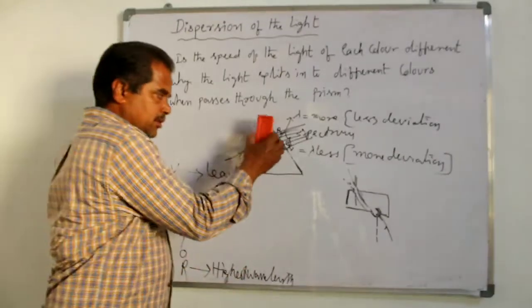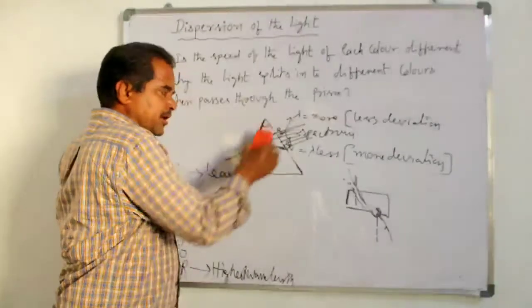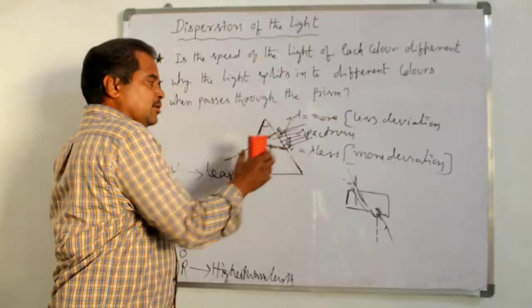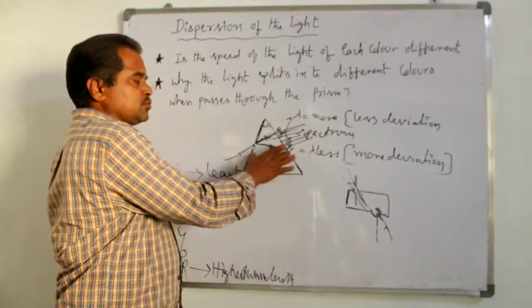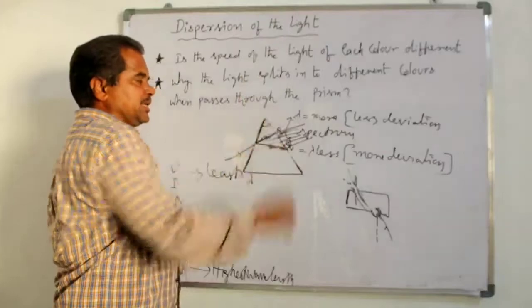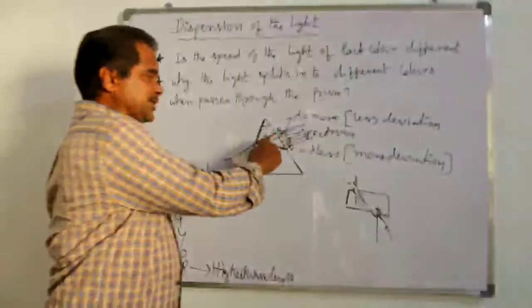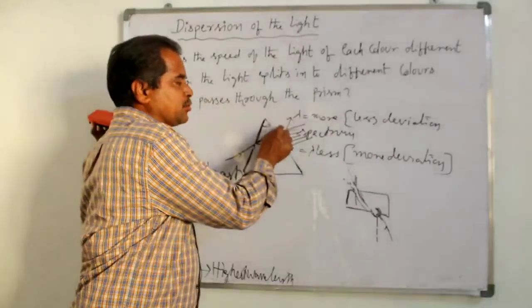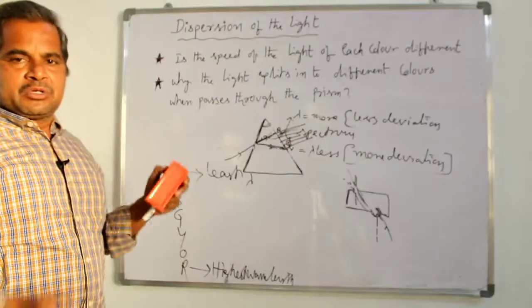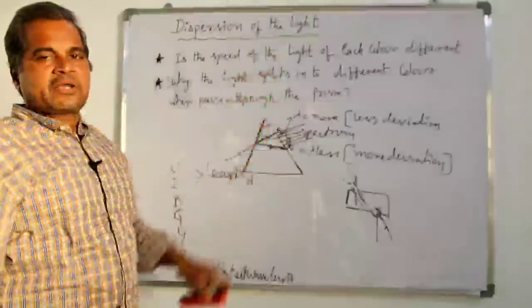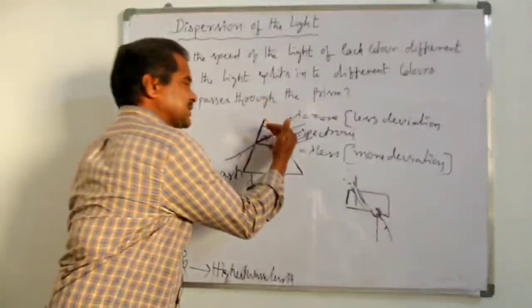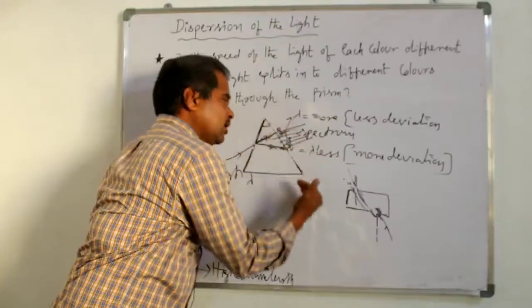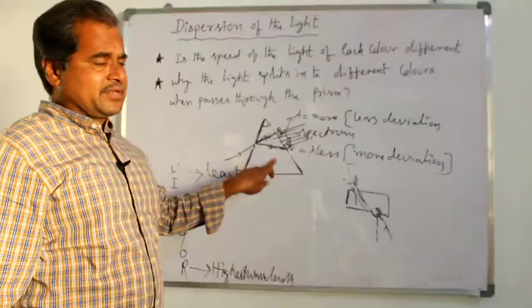And also, when the light ray enters the triangular prism, the two surfaces of the prism are inclined at a certain angle, so the angle of deviation changes from violet color to red color, so that all those seven colors emerge after the second refraction occurs at the second surface.